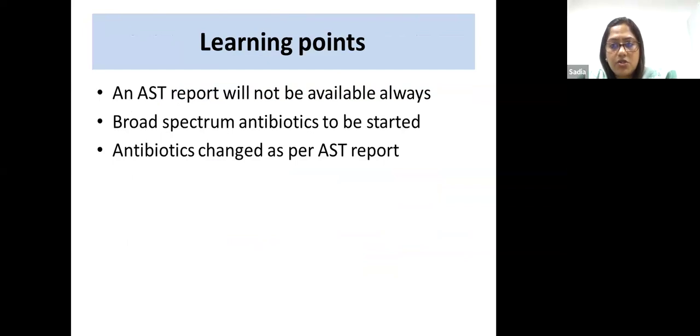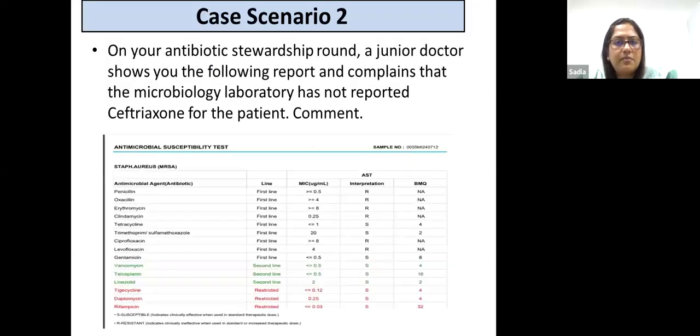So always change your antibiotic after you receive your AST. It is always nice to start with a higher antibiotic depending upon the kind of infection you're dealing with, and then step down to a lower level narrow spectrum antibiotic. This is the basic point of stewardship that is always said: start with a broad spectrum and then narrow down to the narrow spectrum antibiotic.